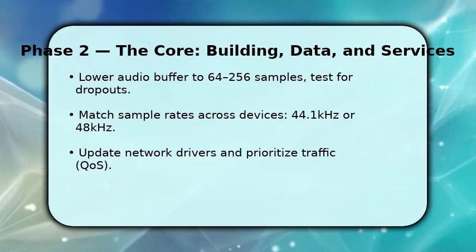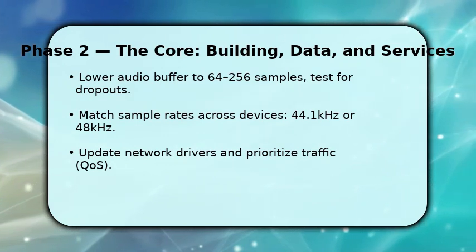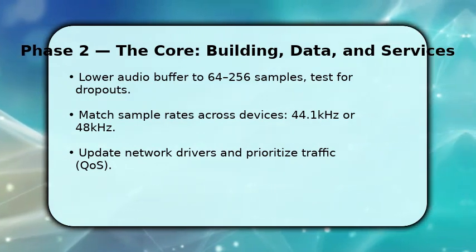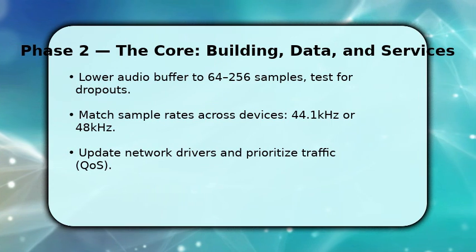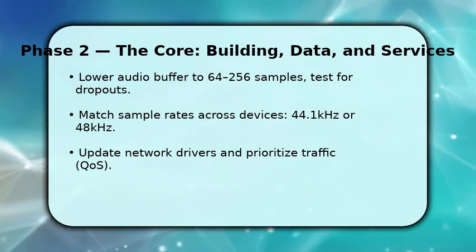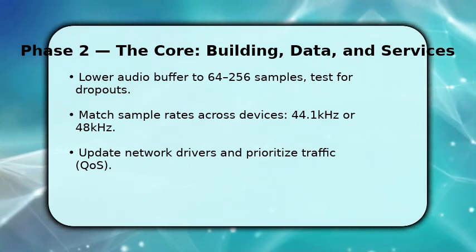Now, you fine-tune buffers and rates. Lower the audio buffer to between 64 and 256 samples. Smaller buffers cut latency, but make sure you test for clicks. Next, match sample rates across all devices, 44.1 kHz or 48 kHz, to avoid resampling delays.